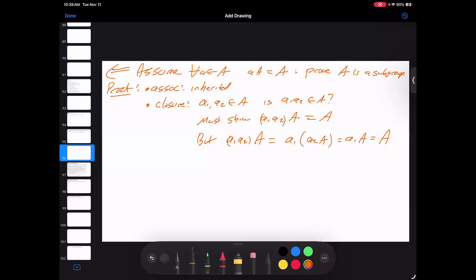Now we have to do inverses. So if little a is in big A, show a inverse is in big A. But little a in big A means little a big A equals big A.